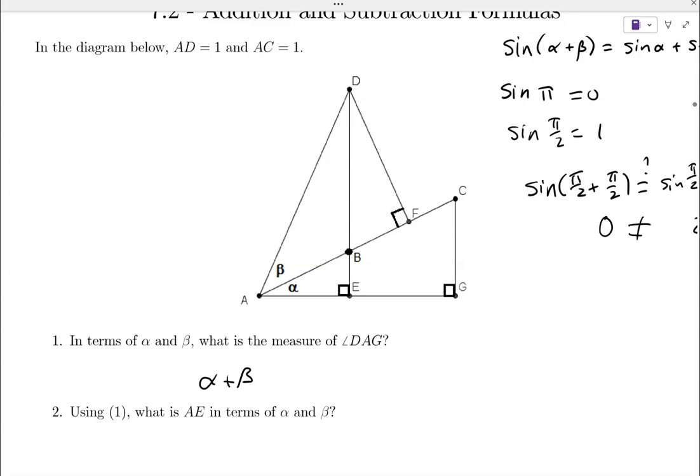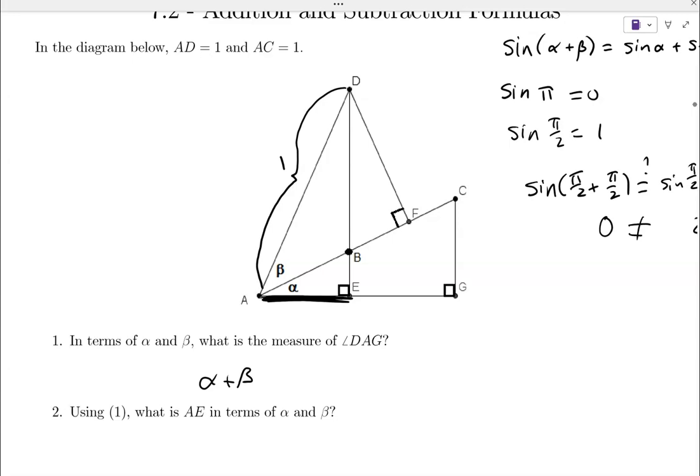All right. You're also told in this setup that this entire distance is 1, right? Tells you that AD is 1. And here is the AE that's referred to in the next question. Do you see the big right triangle ADE?